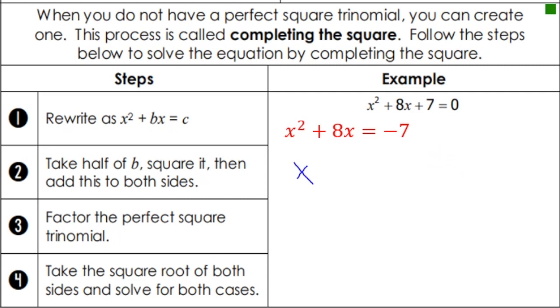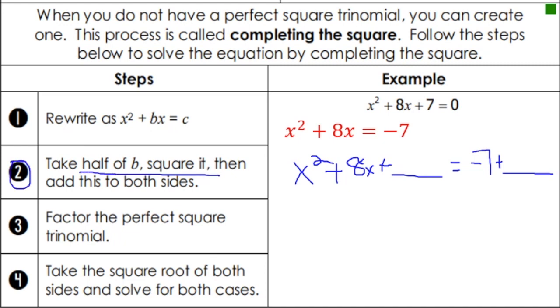Okay, let's try this again. x squared plus 8x plus, and now I would put a blank, equals negative 7 plus blank. The reason is we're going to fill in these blanks with a number by doing step 2. Take half of b squared, then add this to both sides.